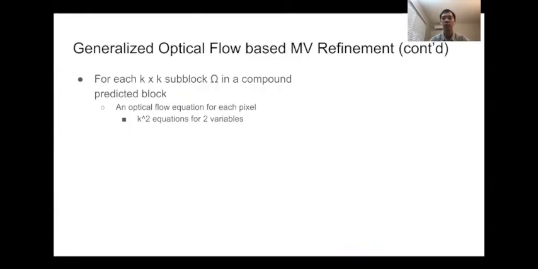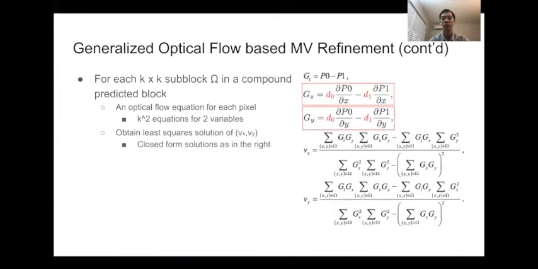So with the generalized expression of the fine motions, we go through all the derivations in the optical flow formula and consider K by K subblocks, where we have K-square equations and 2 unknown variables. The closed form solutions are given here. The only difference is that in the Gx and Gy, they are in terms of D0 and D1.